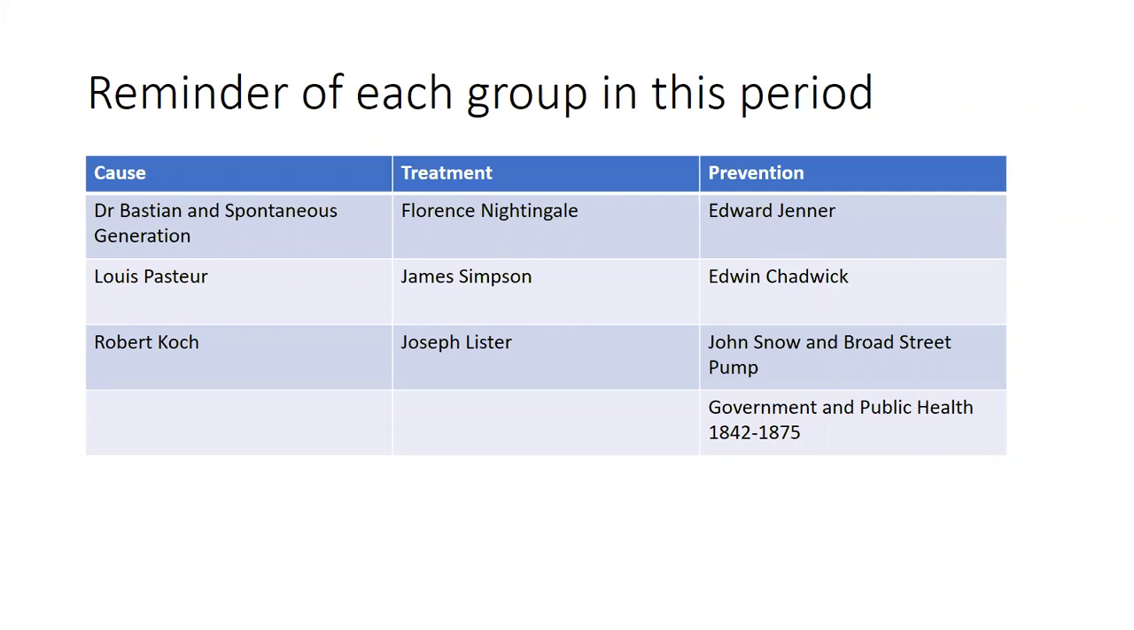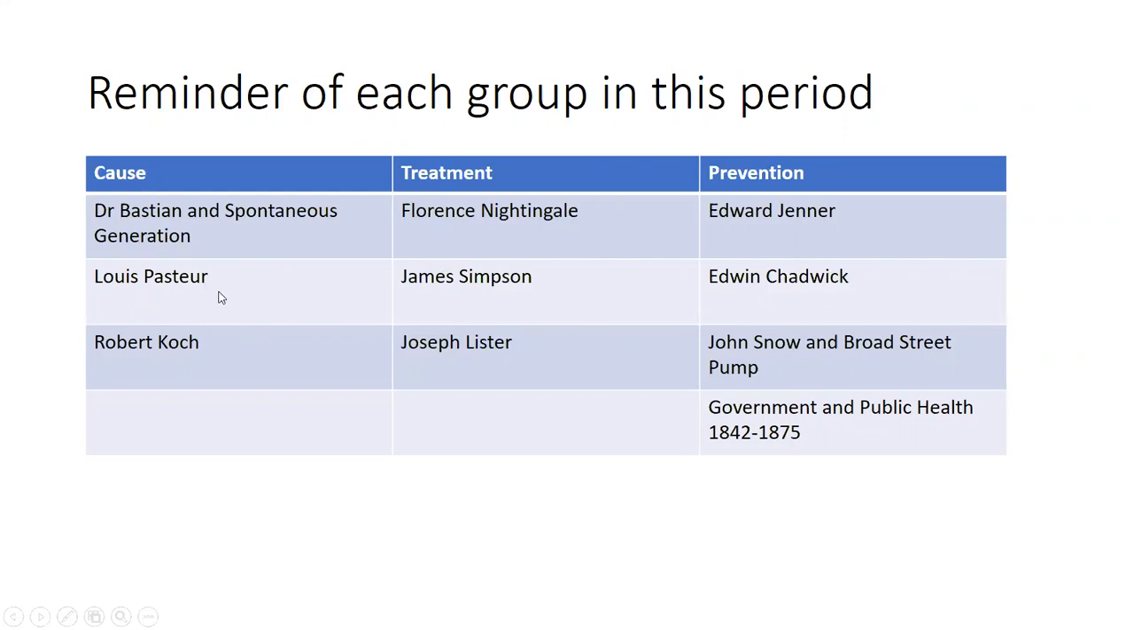Just as a reminder for each group in this period, remember, this period is 1700 to 1900. So with cause, you've got Dr. Bastian and spontaneous generation, Louis Pasteur and the idea of germ theory, and Robert Koch, his concept of matching germs to certain diseases. For treatment, you've got Florence Nightingale, James Simpson, and Joseph Lister.